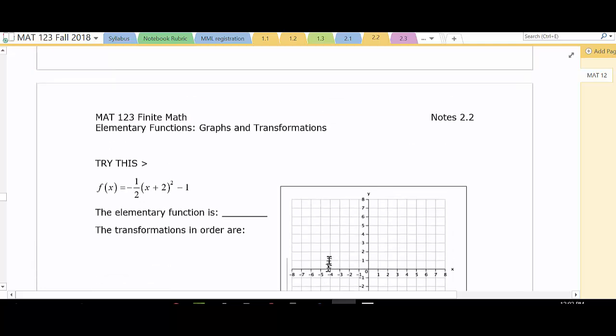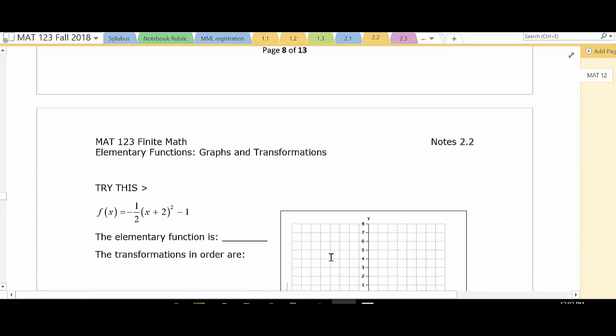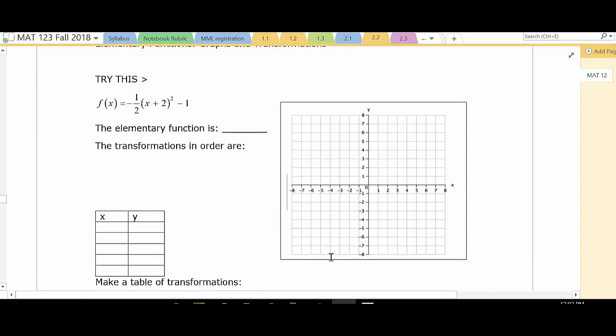Okay, so we're on page 9. Okay, page 9. So we're going to go ahead and just do this problem together. This is what you're looking at in 2.2: how to do graphs and how to do transformations. Your goal on this is to be able to do this. You don't need a calculator to do this. You can check with a calculator though.